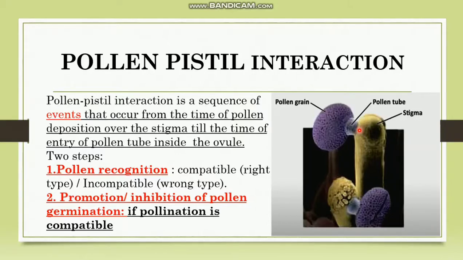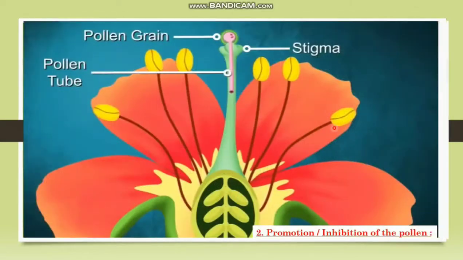But if the pollination is incompatible, or the wrong type of pollen grain lands on the stigma, the pistil will reject the pollen grain and will inhibit the germination of the pollen grain on the stigma or the growth of the pollen tube through the style. In compatible pollination, the pollen grain germinates on the stigma and its intine grows out through one of the germ pores of the exine and forms the pollen tube.